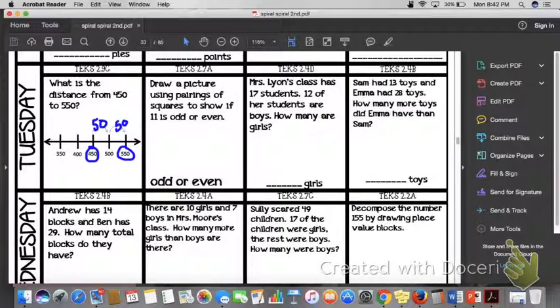So in order to find out what is my distance, I need to add these two numbers. So 50 plus 50 is equal to what? 100. Let's go ahead and go to the next one.